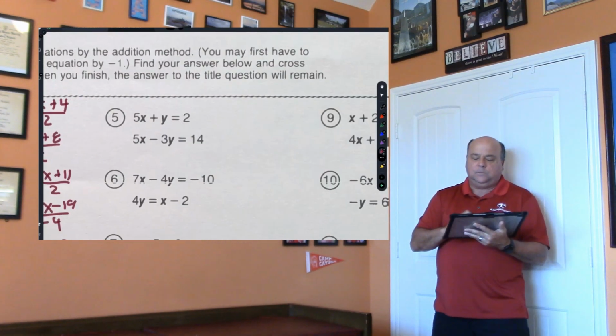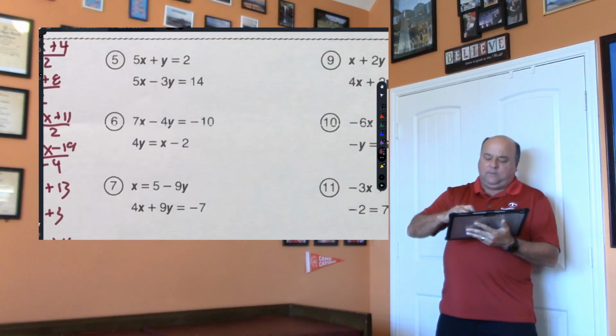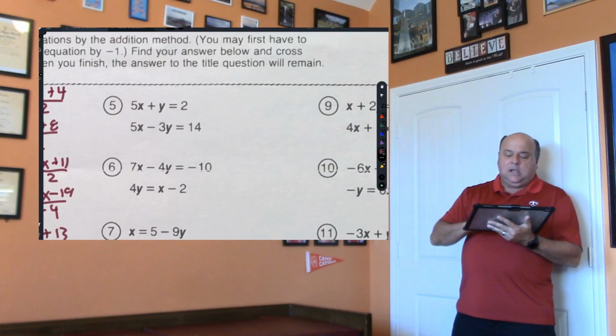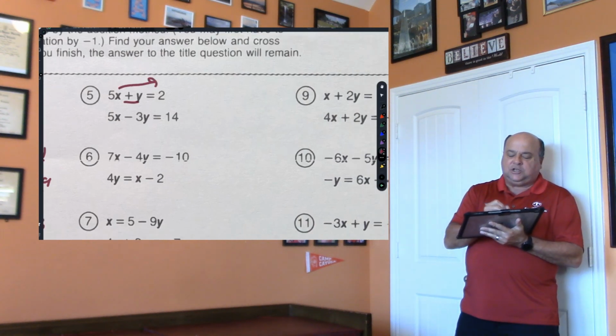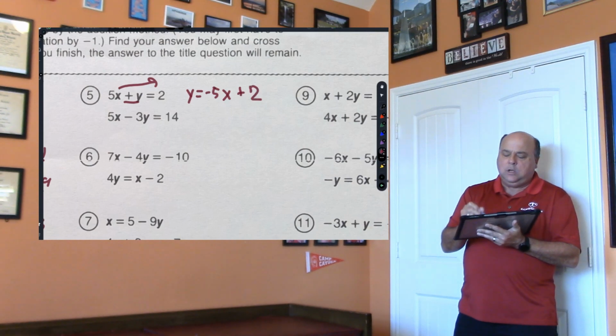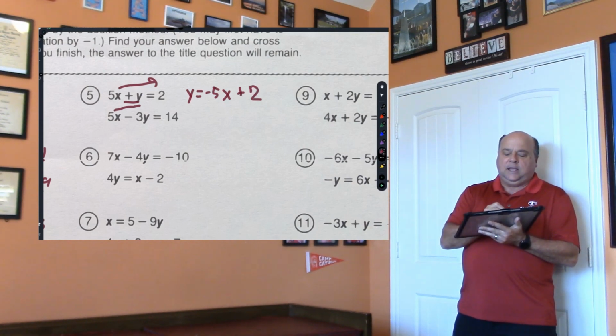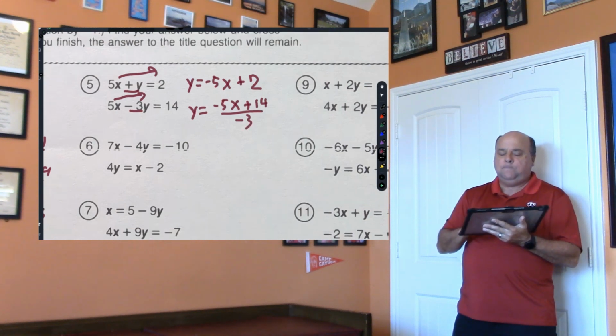Continuing on. A few more. We got to do 12 of these. Fun, fun, fun. Okay, so the x flips. There's nothing in front of y, so y equals negative 5x plus 2. On this one right here, the x flips. The y goes on the bottom. So y equals negative 5x plus 14 all over negative 3.